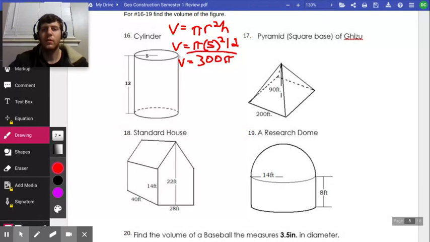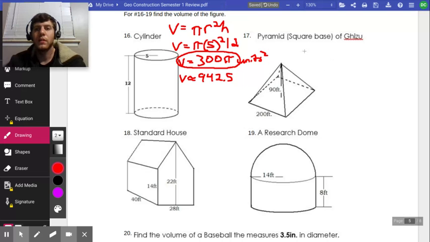Okay, and if you want to multiply the pi in there, you can do that. We can do 300 times pi, and that's going to give you approximately 942.5. Okay, or 300 pi. You could also do approximately, if you multiply that out, approximately 942.5. Okay, and we don't have units here, so we're just going to say units squared.